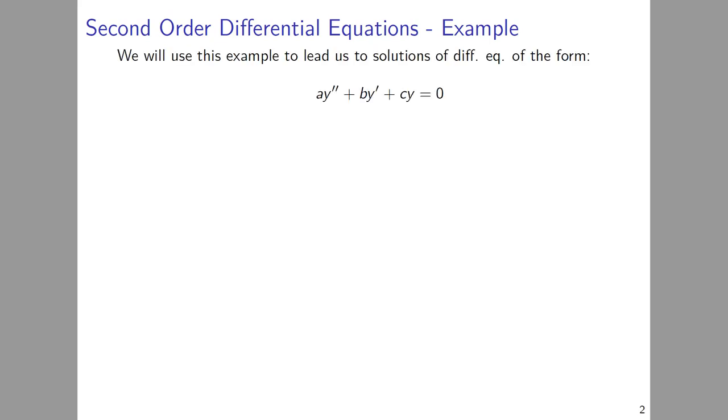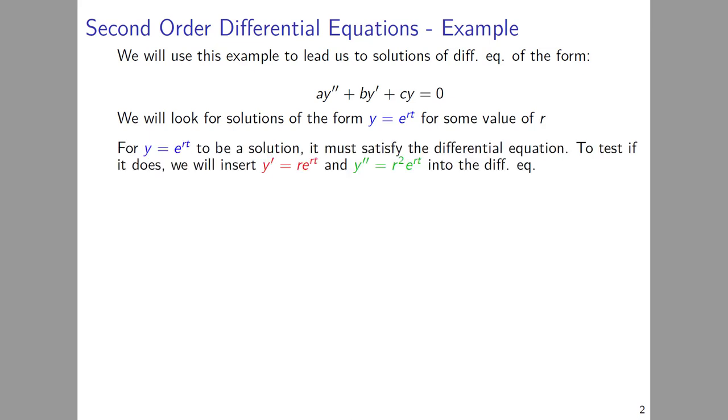Now let's use what we found out from this example to find solutions to differential equations of the form a times y double prime plus b times y prime plus c times y is equal to 0. We will look for solutions of the form y equals e to the rt for some value r. Just as we saw y equals e to the 1t and y equals e to the negative 1t were solutions in the last example.